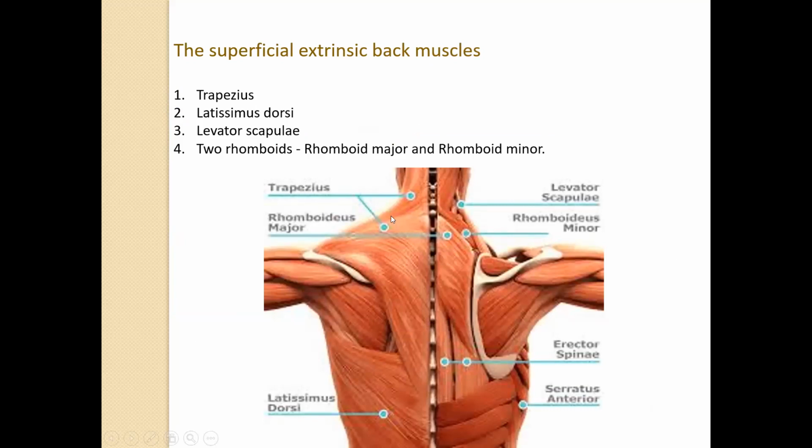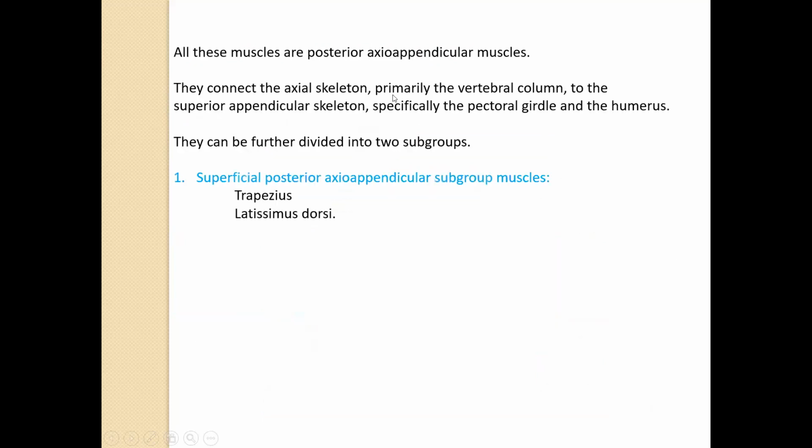The superficial extrinsic back muscles, there are 5. Those are the trapezius, this large one, and latissimus dorsi, the one below, levator scapulae, this one, and the 2 rhomboids, rhomboid major and rhomboid minor. So, all these muscles are called the posterior extrinsic appendicular muscles, and they connect the axial skeleton, primarily the vertebral column, to the superior appendicular skeleton and specifically the pectoral girdle and the humerus. And these are divided into 2 subgroups, superficial and deep.